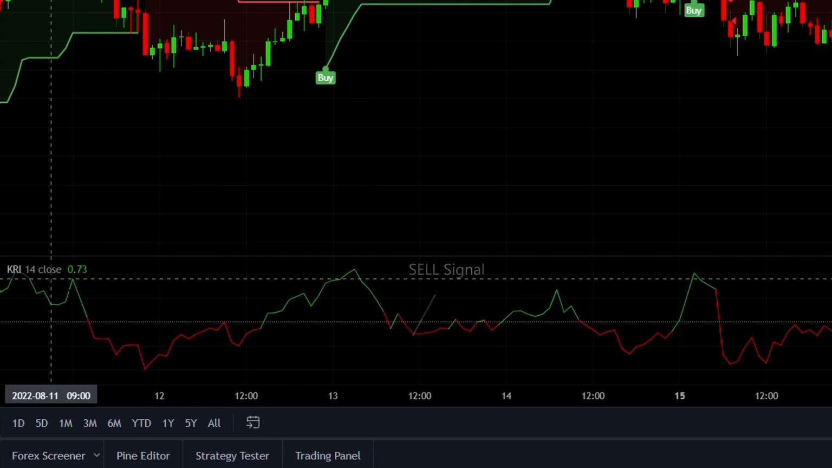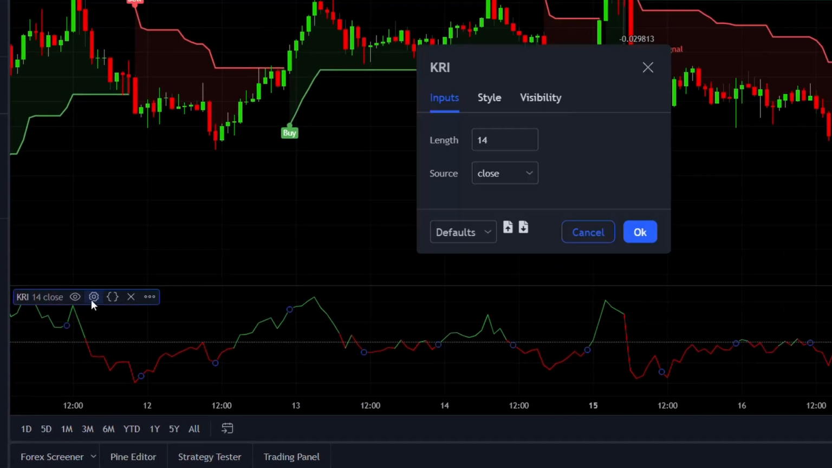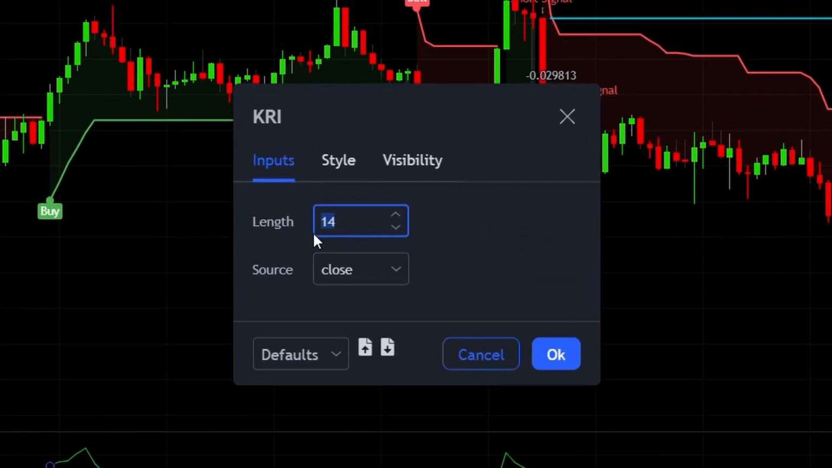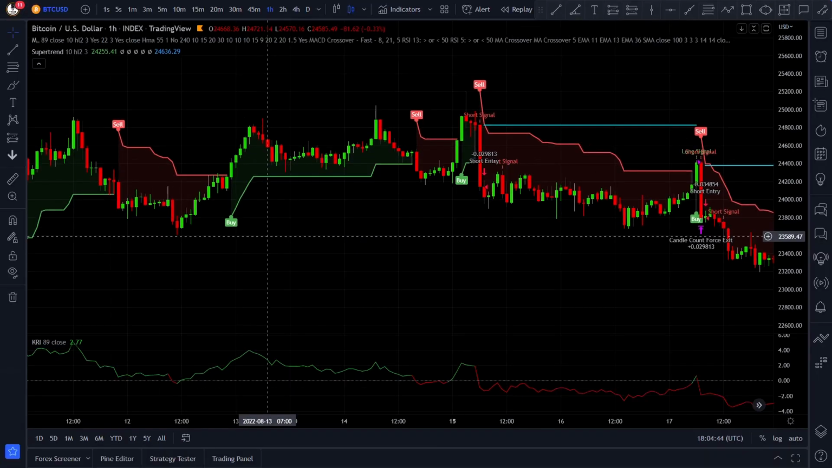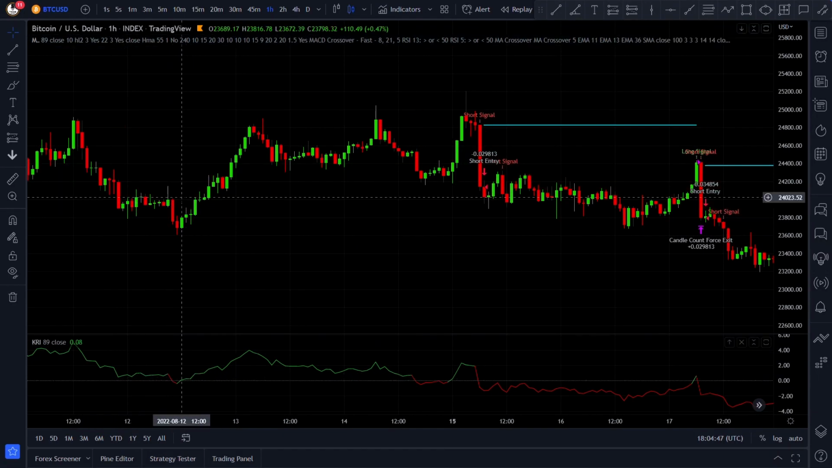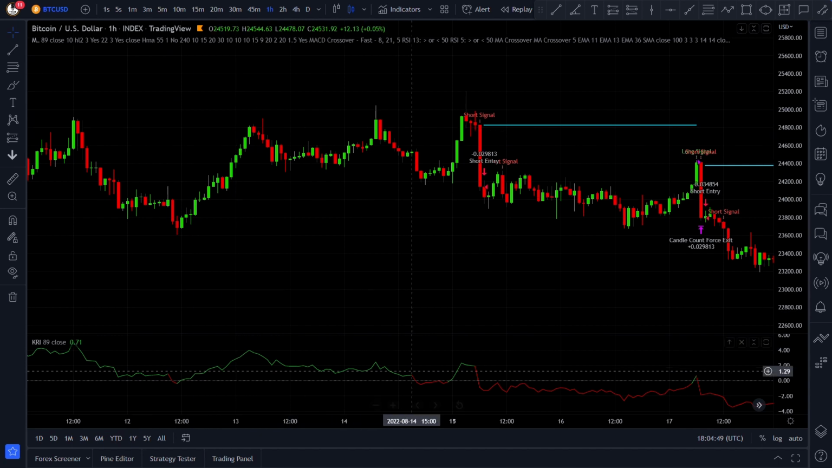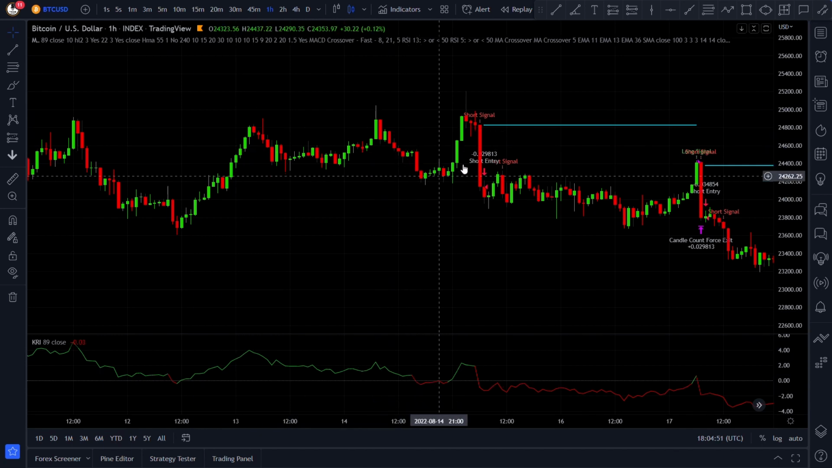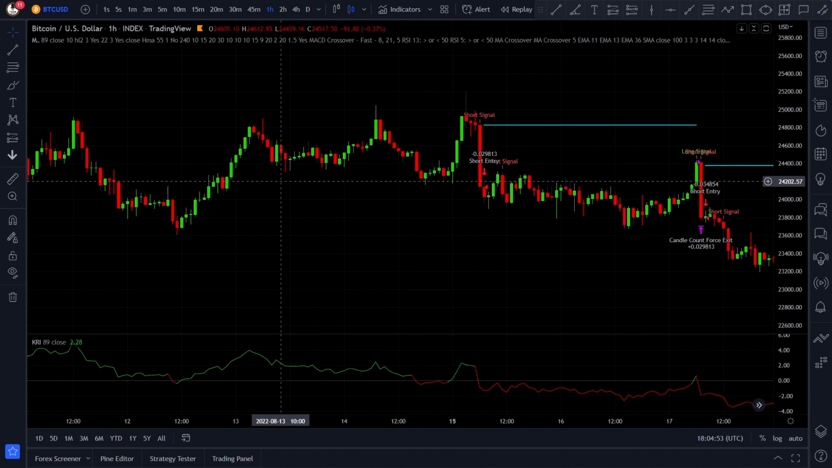We have to change the length value of this indicator, so go into its settings and set the length value to 89. As you can see, this indicator gives pretty good entry signals like these, but it can also give some false signals like this. So to get better entry signals, let's add 2 other indicators.